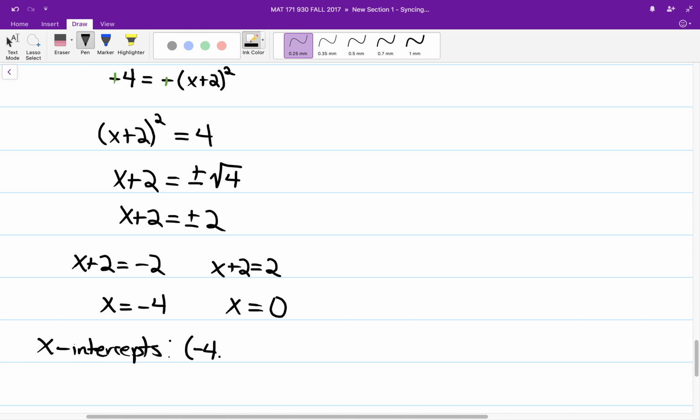So taking what we have, if we write in coordinate fashion, we have -4, 0, and the origin.